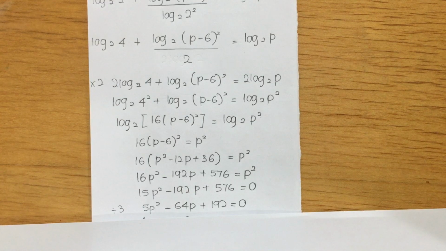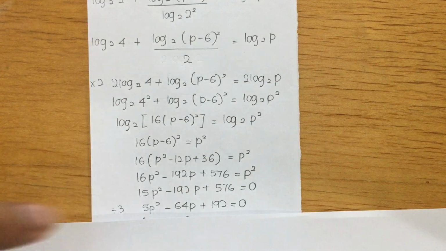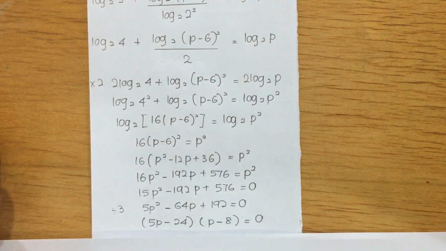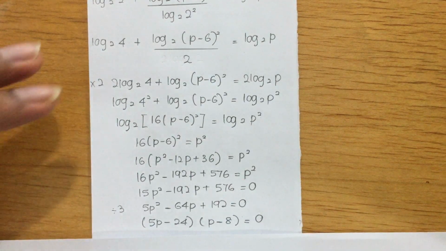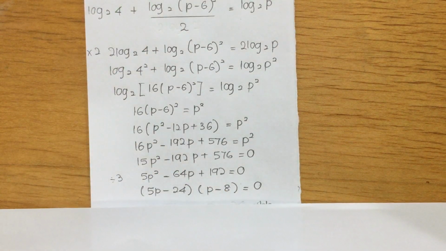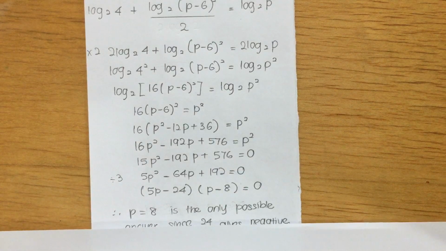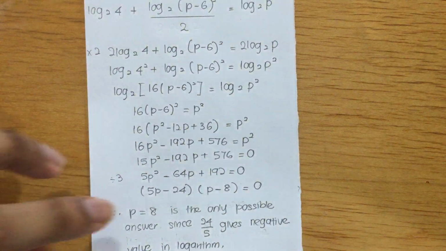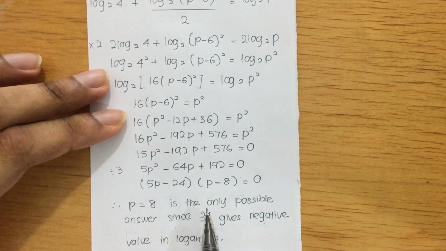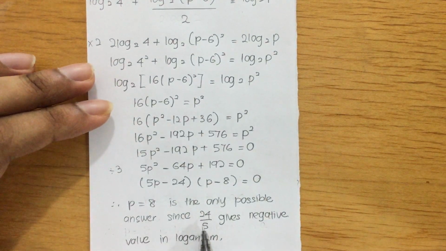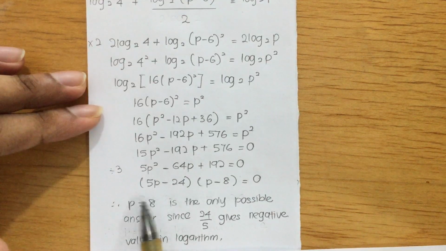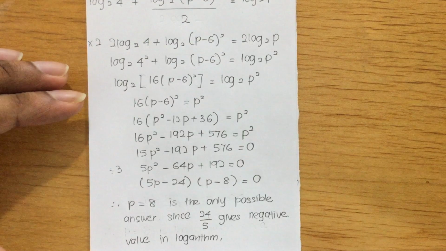Once you have simplified the quadratic equation, you can further factorize the equation. So from here you get (5p minus 24) in a bracket (p minus 8) equals 0. But then your p is only giving you one answer, which is p equals 8. Since p equals 8 is the only possible answer, since 24 over 5 gives a negative value in the logarithm.